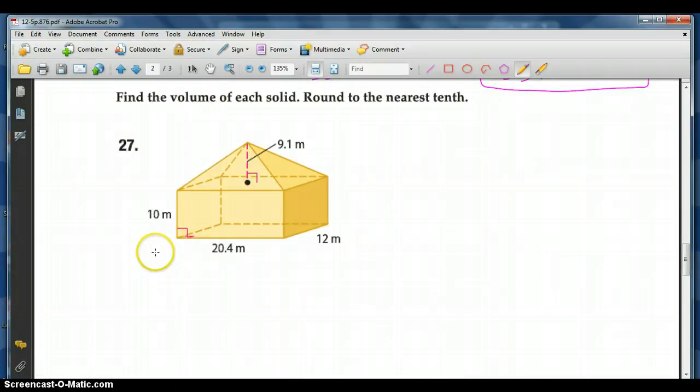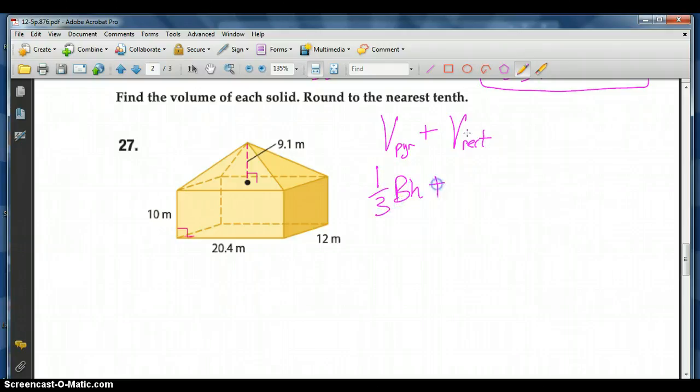For number 27, we're going to find the volume of this house-shaped solid and round to the nearest tenth. So to do so, we need to add two volumes together. We need to take the volume of the pyramid plus the volume of this rectangular prism. Okay, so the volume of our pyramid is 1/3 area of the base times the height. The volume of our rectangular prism is length times width times height.